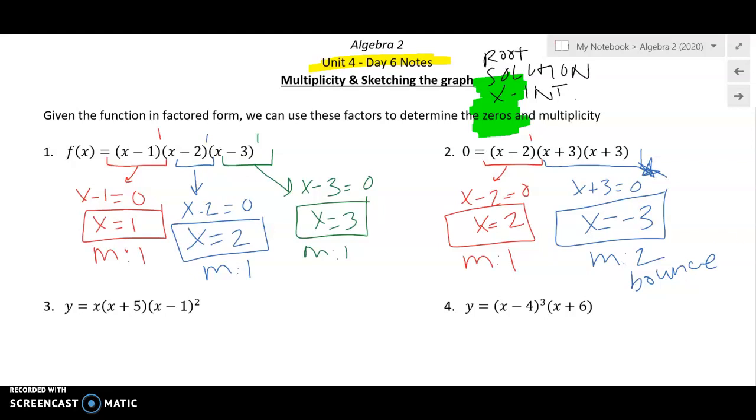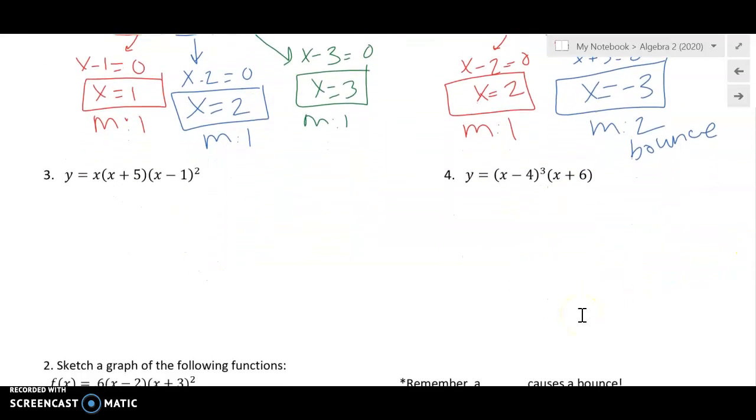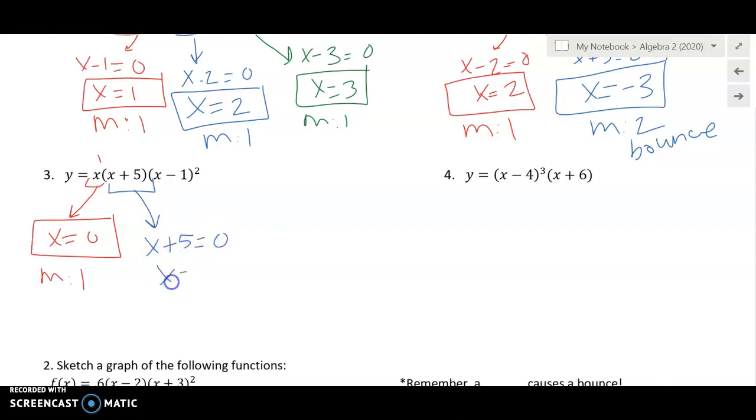Okay, let's do the next one, number 3. Take each piece that has x in it. So take that x, set it equal to 0. That one's very simple because x is equal to 0. Technically, that has an exponent of 1, so my multiplicity is 1. Let's do the next piece. x plus 5, set equal to 0. A little bit of solving. You get that x is equal to negative 5. There's just one of those. The exponent is 1, so that means the multiplicity is 1.